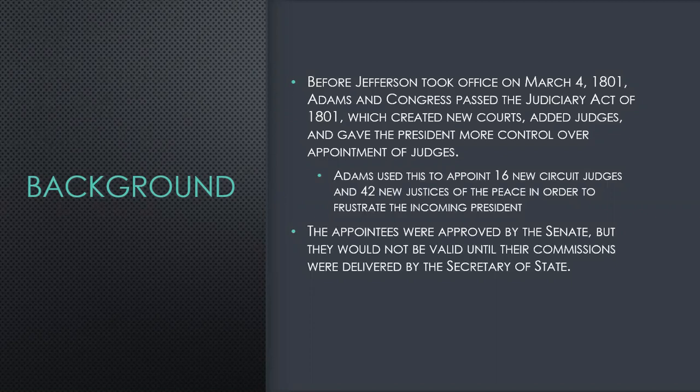The appointees get approved by the Senate, as is the system, but they would not officially take their jobs until they received their commissions, which were little pieces of paper that explicitly stated, you are now a circuit judge of the United States, or you are now a justice of the peace of the United States. And these have to be delivered by the Secretary of State.